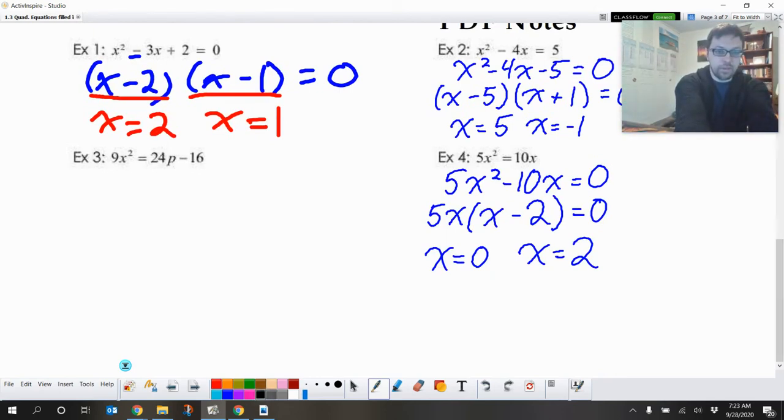I've got a little typo here. This should be an x. Now, this one, it doesn't equal 0. And if the thing doesn't equal 0, then we can't solve the thing properly. So we need to get this thing to equal 0 first.